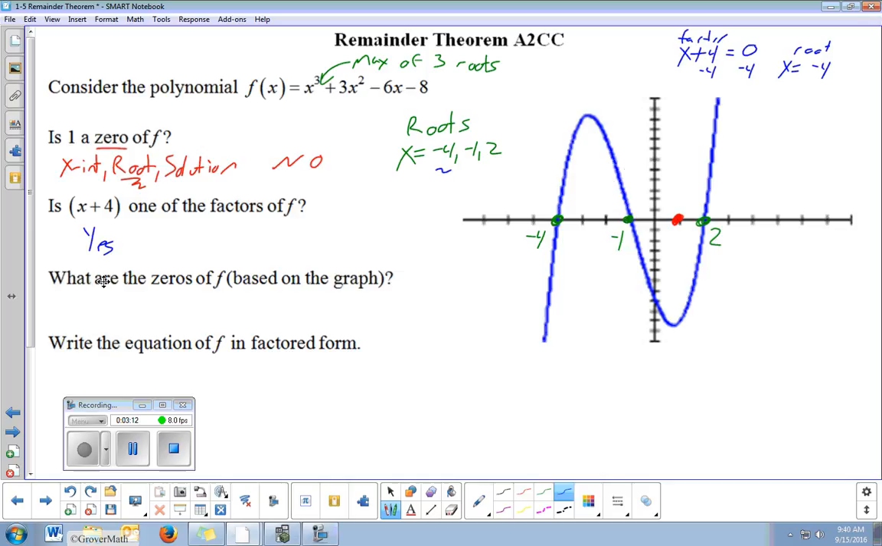So what are the zeros? We already kind of mentioned that. That's -4, -1, and 2. So what are the factors? Well, the -4 comes from a factor of x plus 4. The -1 comes from a factor of x plus 1. And the +2 comes from a factor of x minus 2. Now notice that I'm putting these parentheses right up against each other because they are being multiplied.